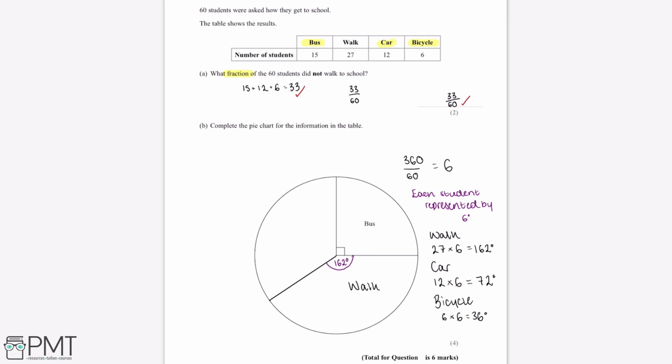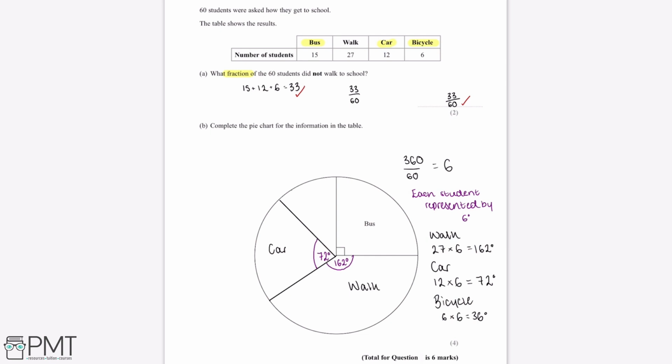Now we can use the same process for the number of students which took a car to school. However, we'll place the protractor on this line here, which we've drawn in. And this time we'll measure 72 degrees. And we can again fill this in with the number of students which took a car to school.